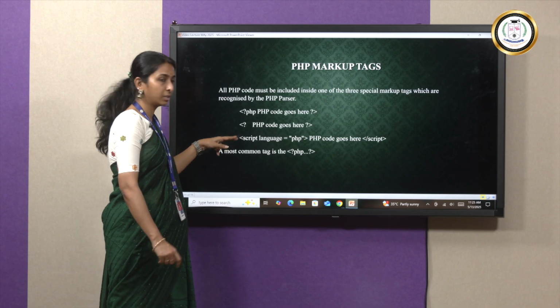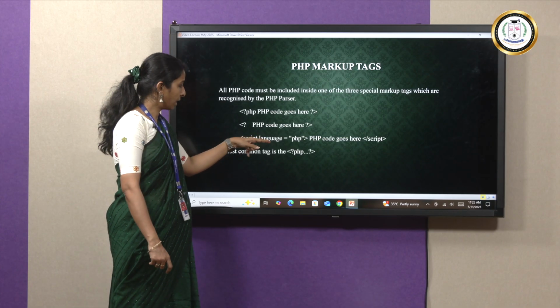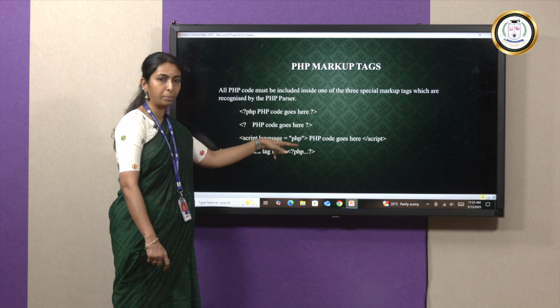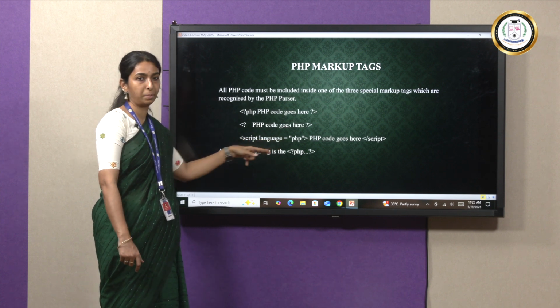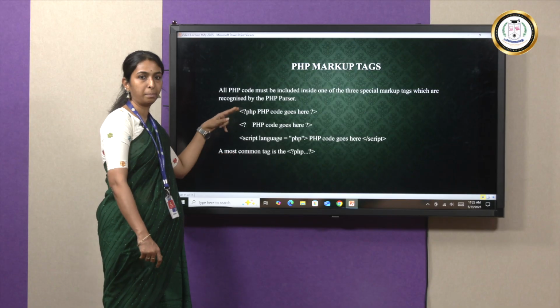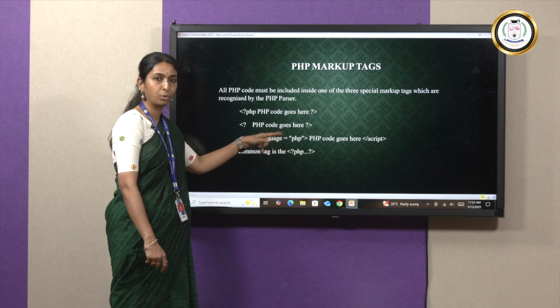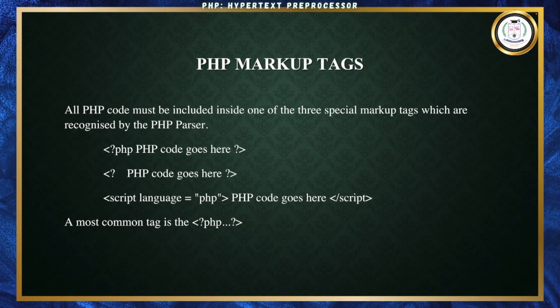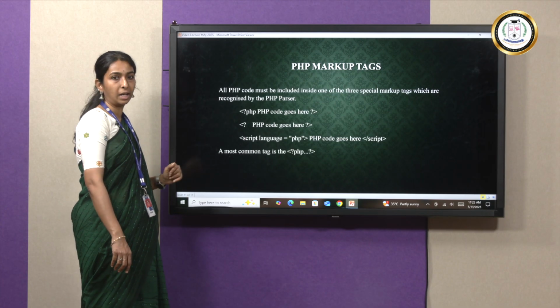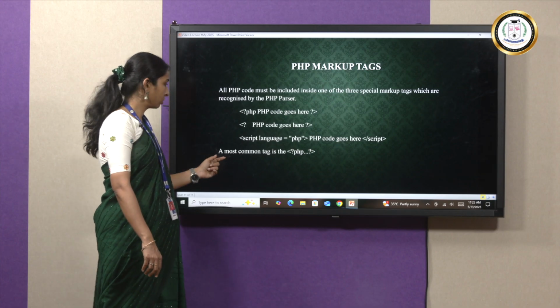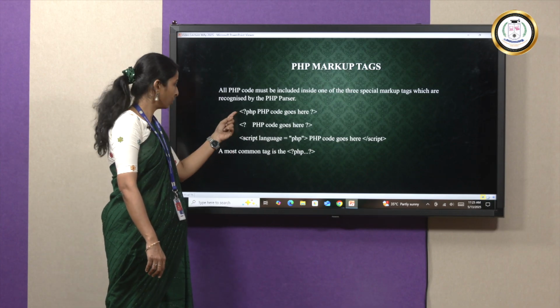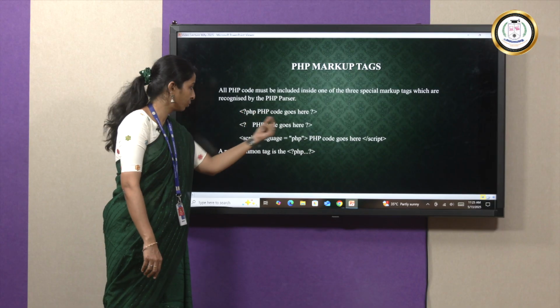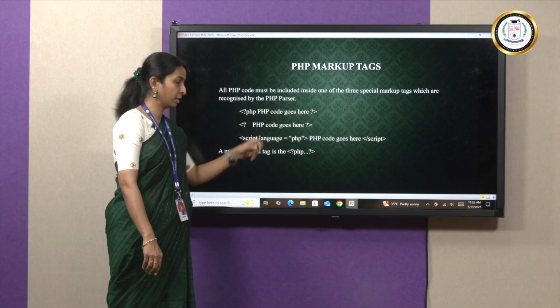The last way is using the script tag. So script followed by the parameter language equal to php. We have various different scripting languages like JavaScript, PHP, Perl, Python. The scripting language that you are going to use in your code needs to be mentioned over here. And then you write all your PHP code here, followed by ending the PHP script with the end tag /script. Among the three ways of adding markup tags for a PHP script, the most commonly used one is the first one, that is question mark php, then write your PHP code, and you have to end it with a question mark and an angular bracket.